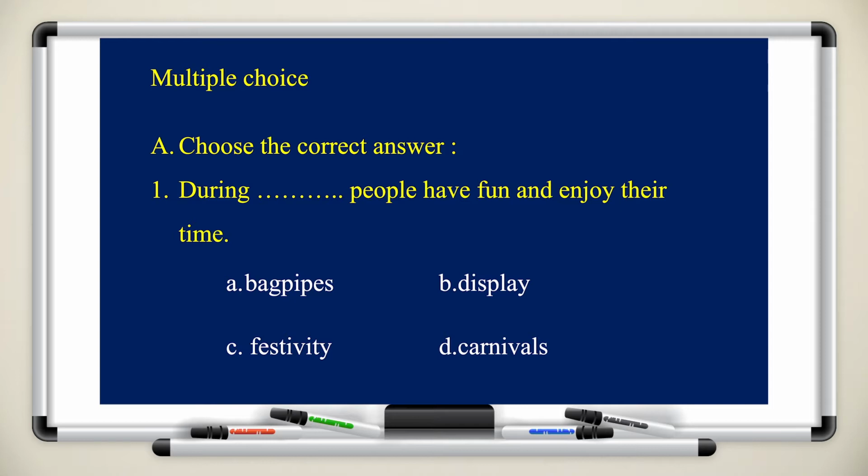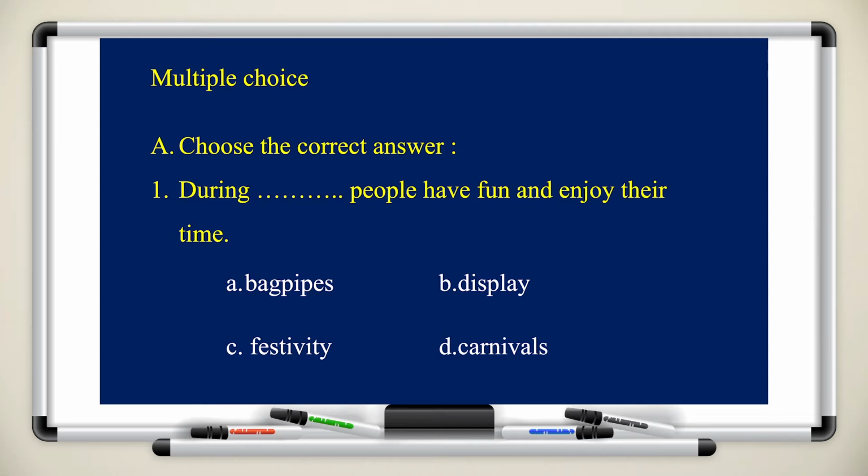Now, for multiple choice, you have to read the sentence clearly, understand the sentence, then read the answers to make sure that you choose the correct answer. Now, let's read the sentence together. Sentence number 1. During blank, people have fun and enjoy their time. Again, during blank, people have fun and enjoy their time. Let's read the answers first, before we answer.